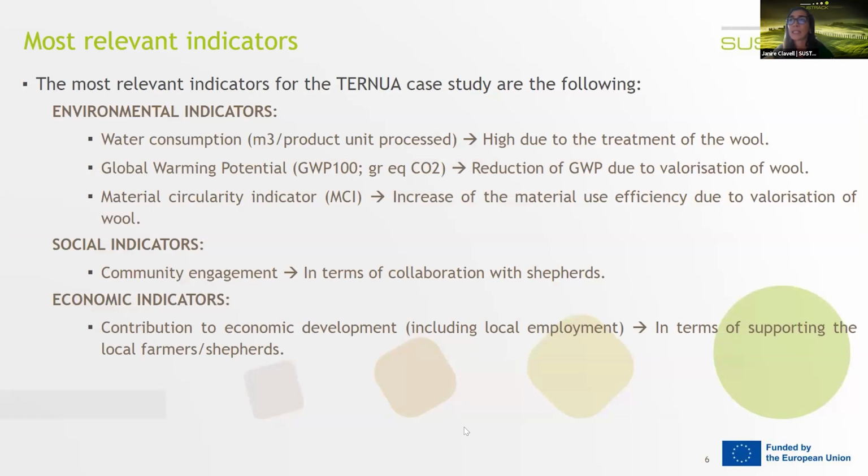As for the most relevant indicators, we have a lot of them, but for the Ternua case study, the most relevant are the environmental indicators. We have the water consumption, which is mainly important for the wool treatment, and as I said, we have a guest who will be talking about that. Then the global warming potential and the material circularity indicators, both related to the valorization of wool. Then we have social indicators: community engagement in terms of collaboration with farmers or shepherds, and the contribution to economic development, mainly in terms of supporting the local shepherds.